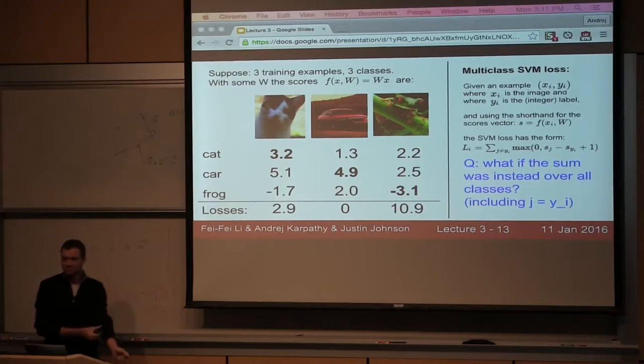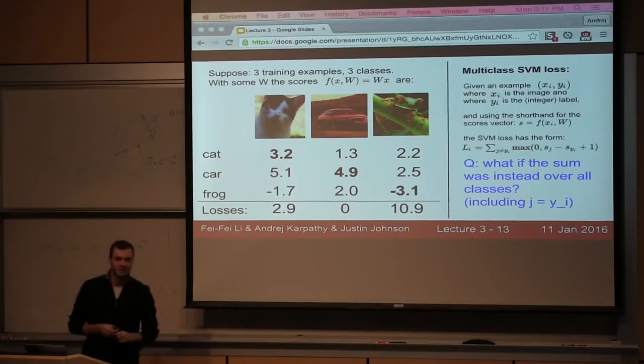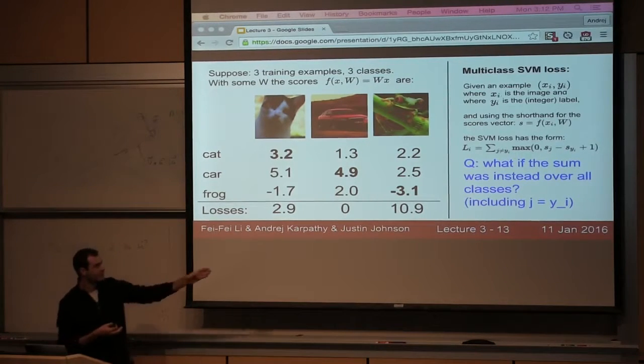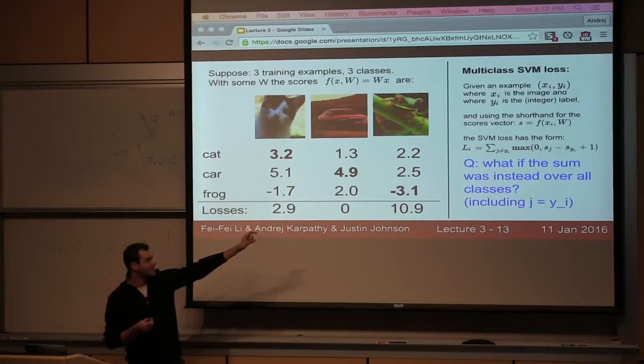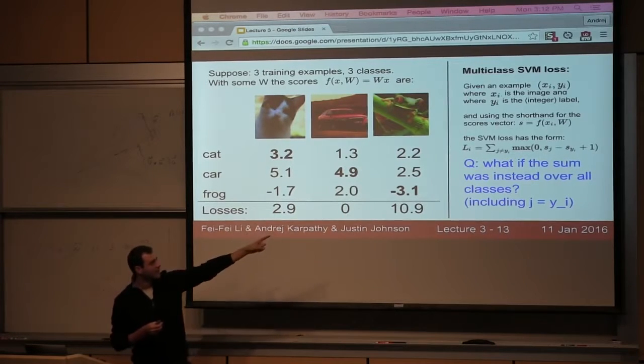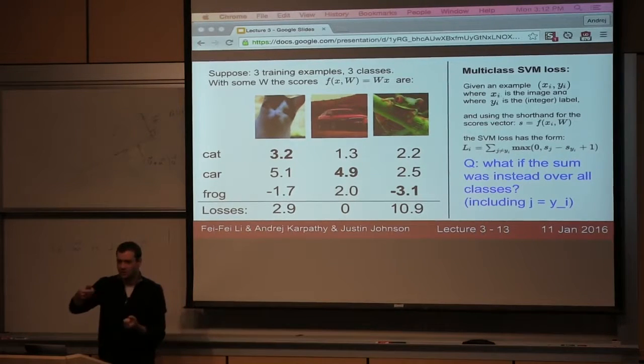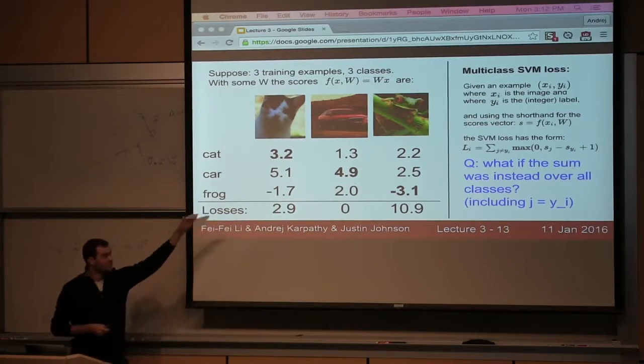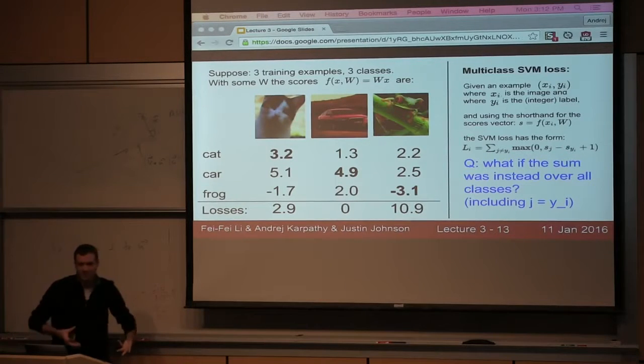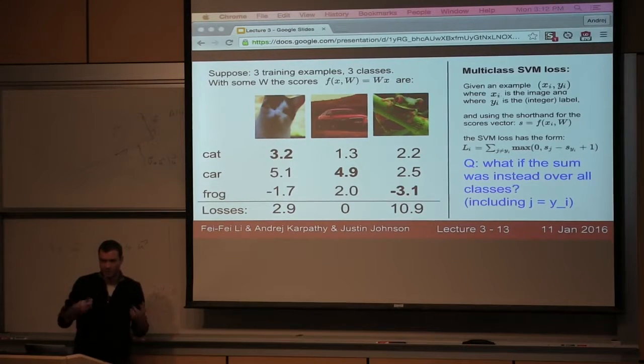You're adding 1 delta. Sorry, go ahead. You're adding the delta to the 1. Yes. So in effect, the reason that it's j not equal to yi is if we allow j to equal yi, then the score of yi cancels the score of yi. You end up with a 0. And really what you're doing is you're adding a constant of 1. So if that sum was over all the scores, then we'd just be inflating the loss by a constant of 1. So that's why that's there.